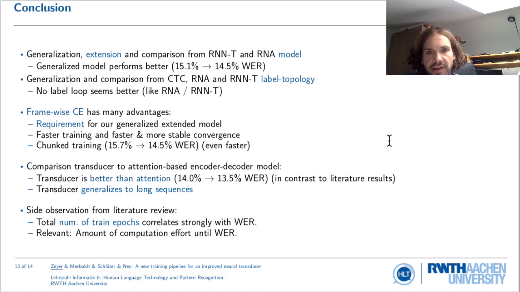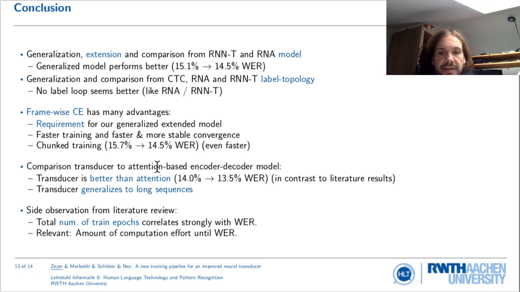To come to the conclusion, we generalized and also extended the RNNT and RNA model, and our extended and generalized model performs better. We also compared the label topologies. Here the conclusion is no label loop seems to be better, like in case of RNA or RNNT. And then frame-wise cross entropy, it had many advantages. First of all, it is a requirement for our generalized extended model. Also, it was much faster to train, and also convergence was faster and more stable. And also important are methods like chunked training, which made it much better and also faster.